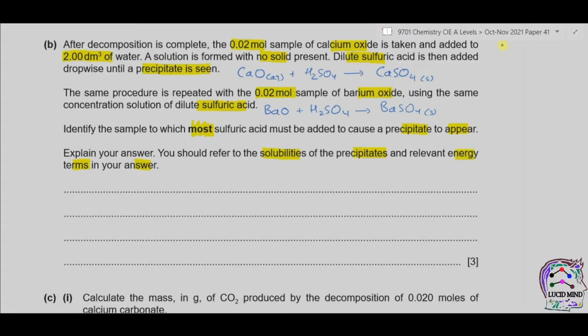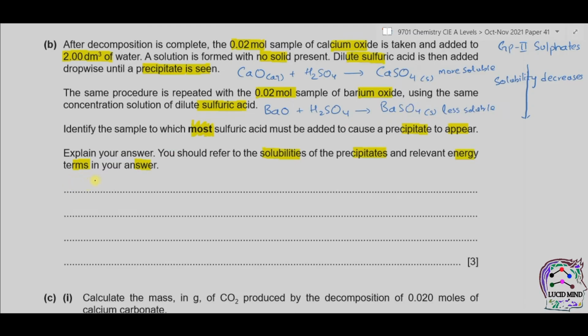Now you should remember that for group 2 sulfates, solubility decreases down the group. It means that barium sulfate will be less soluble and calcium sulfate will be more soluble. So therefore we can say that more sulfuric acid must be added to calcium sulfate to make a precipitate as compared to barium sulfate.